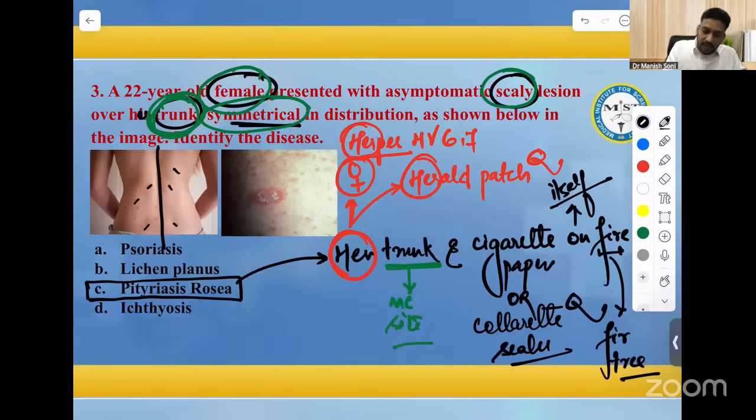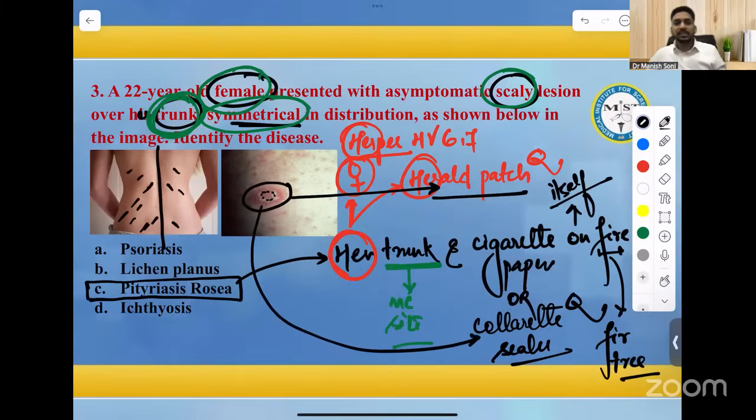If you draw a line, the lesions are going in downward direction, something like this. On the other side also, so it gives a symmetrical appearance. And the first lesion which is seen is known as Herald patch. It has scaling at the periphery, which looks like a collar. So collarate scales. All these are the important clues mentioned in the question.